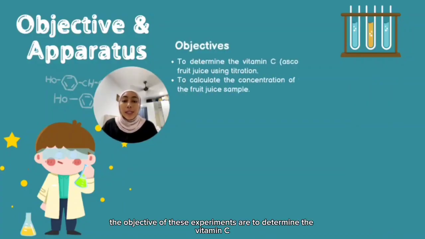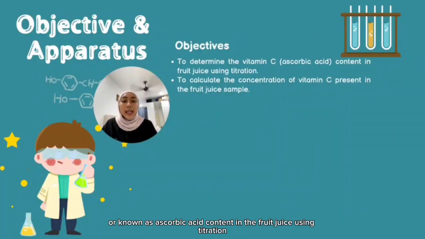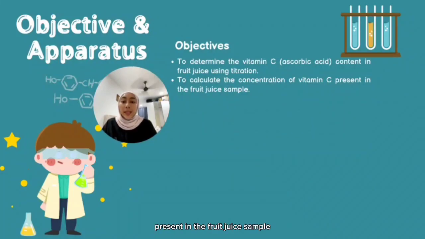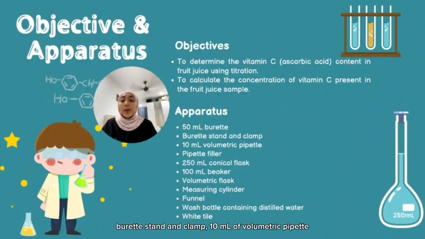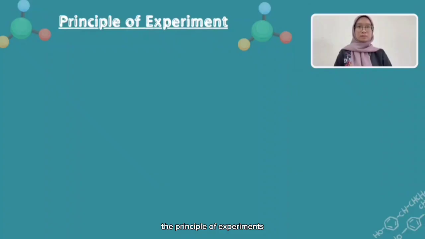So the objectives of this experiment are, first, to determine the vitamin C, also known as ascorbic acid, content in the fruit juice using titration. And the second one is to calculate the concentration of vitamin C present in the fruit juice sample. And the apparatus is a 50 ml burette, stand and clamp, 10 ml volumetric pipette and filler, 250 ml conical flask, 100 ml beaker, volumetric flask, measuring cylinder, funnel, wash bottle containing distilled water, and the last one is a white tile.